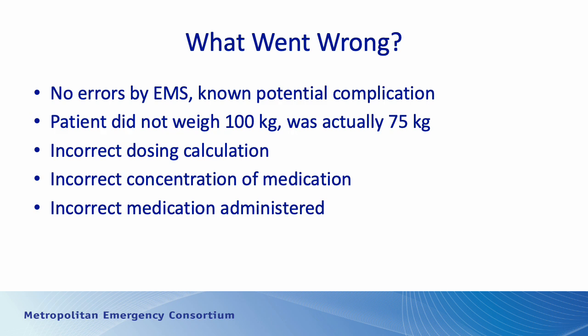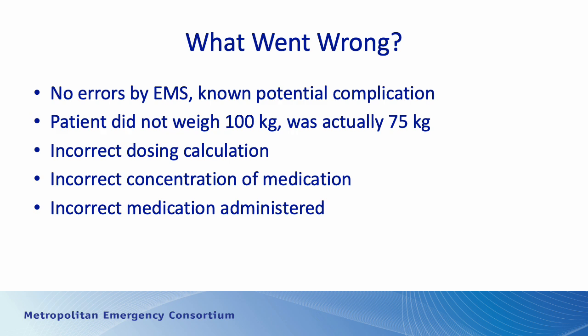But it's also possible that the patient didn't weigh 100 kilograms. He was actually 75. If you look at the Elijah McClain case in Colorado, they thought the patient weighed twice as much as he actually weighed, but he was all bundled up in a hoodie and other stuff, so they overestimated his weight. Perhaps it was an incorrect dosing calculation. Didn't follow the cross-check procedure. They made an error in calculating the dose.